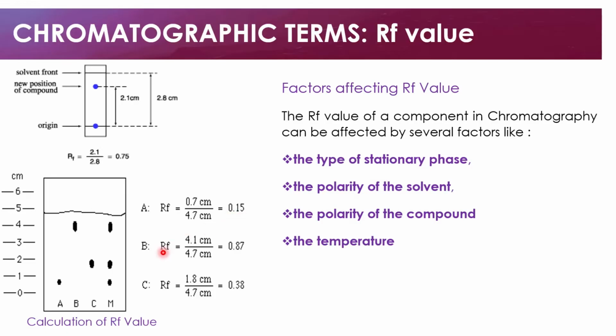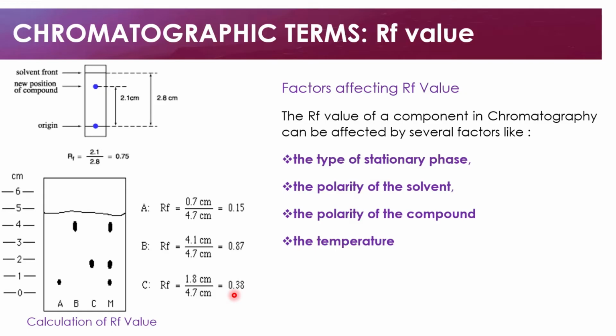For compound B, the distance traveled by the compound is 4.1 centimeters. So the RF value will be 4.1 centimeters divided by 4.7, which is the solvent front, and this will be equal to 0.87. For compound C, the distance traveled by the compound is 1.8 centimeters, and the solvent front is 4.7. So the RF value will be 1.8 centimeters divided by 4.7 centimeters, and this is equal to 0.38. Now let us look at some factors affecting the RF value.